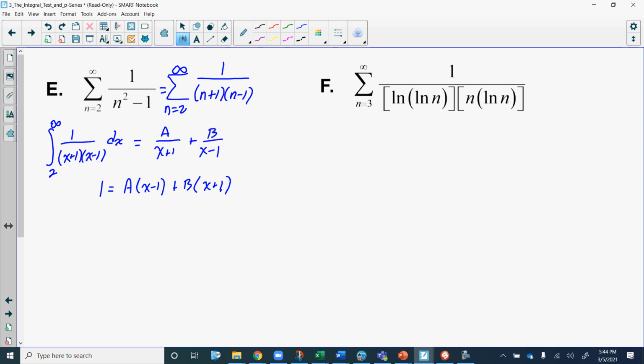So now we have to figure out the values of a and b. If I make x equal to negative 1, then that will give me an a value of negative 1/2. If I say the x value is going to be a positive 1, that will give me a b value of a positive 1/2.